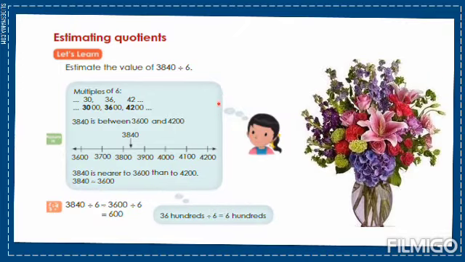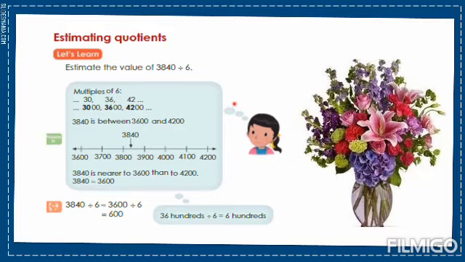Okay, so we're now on estimating quotients. So we'll be learning here, class, on how to estimate quotients. So always remember, class, that when we estimate a quotient, we'll just round the divisor, and then after rounding the divisor, we'll find the multiples of the divisor. Make sure that this is the closest multiple to our dividend, and that will be our dividend.